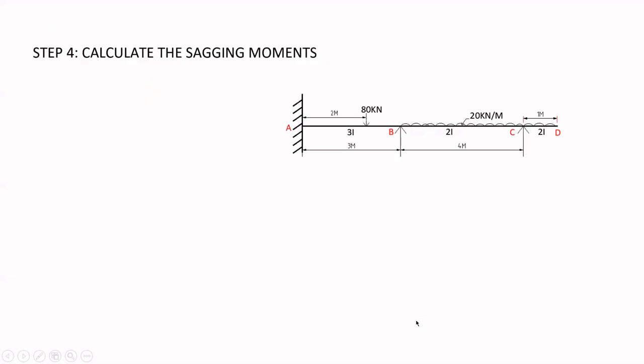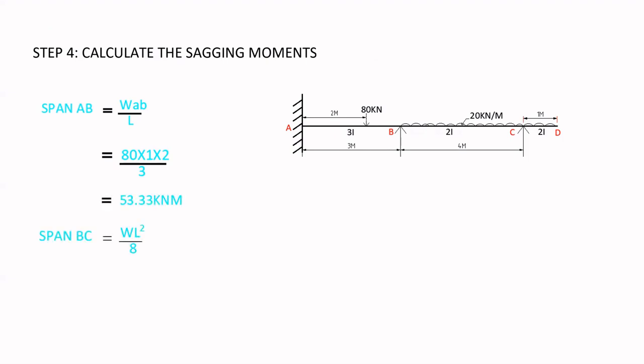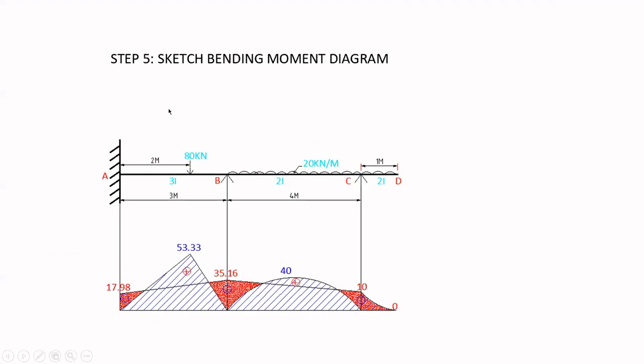Next is to calculate the target moment. For span AB, the formula is WLab divided by L. You work that out: 80 times 1 times 2 divided by 3, you get 53.33. For span BC, WL squared over 8, so that's 20 times 4 squared divided by 8, you get 40. Let's get the bending moment diagram.